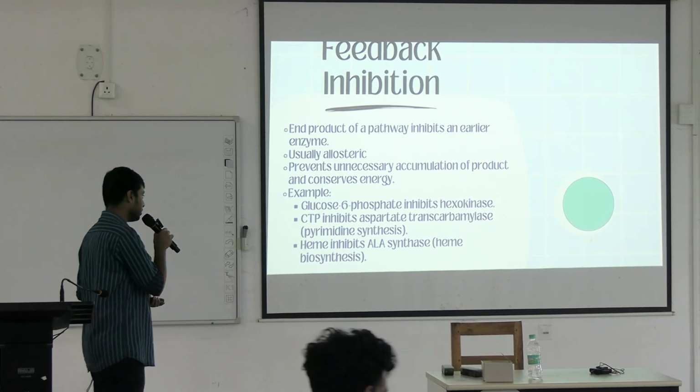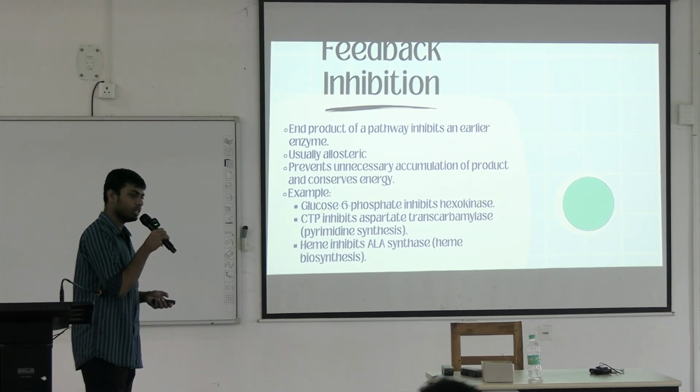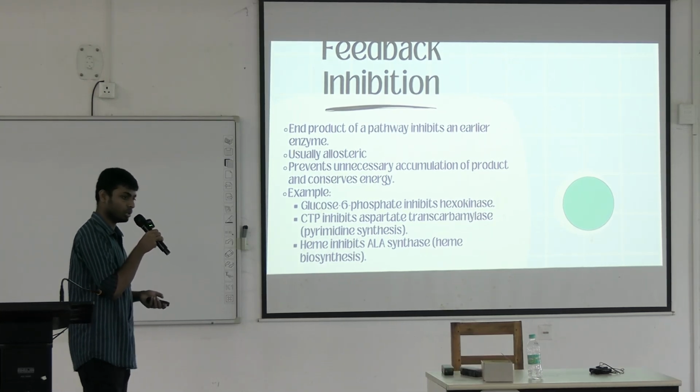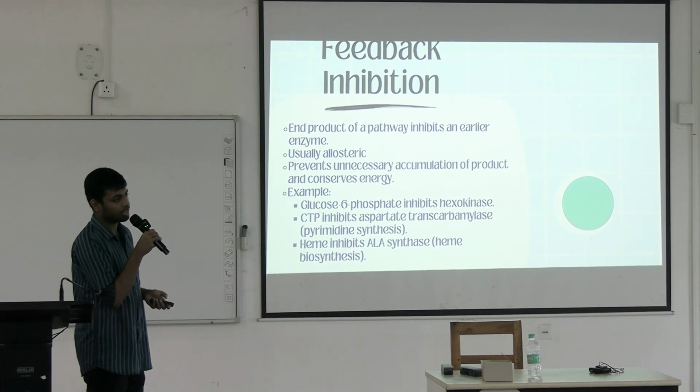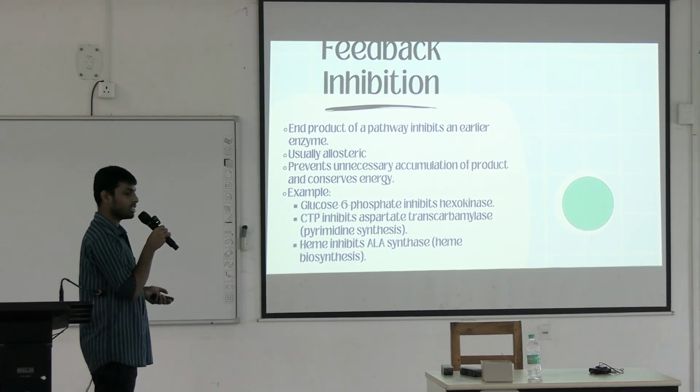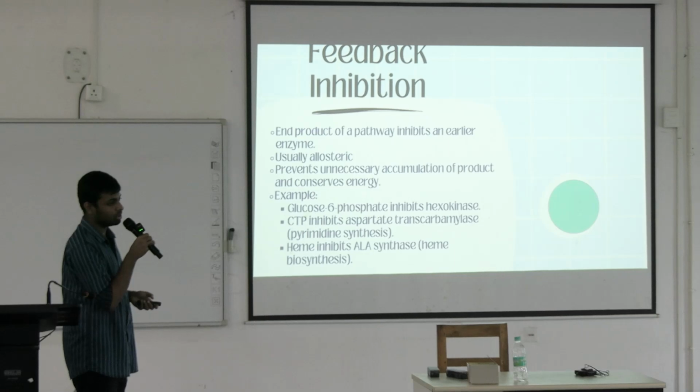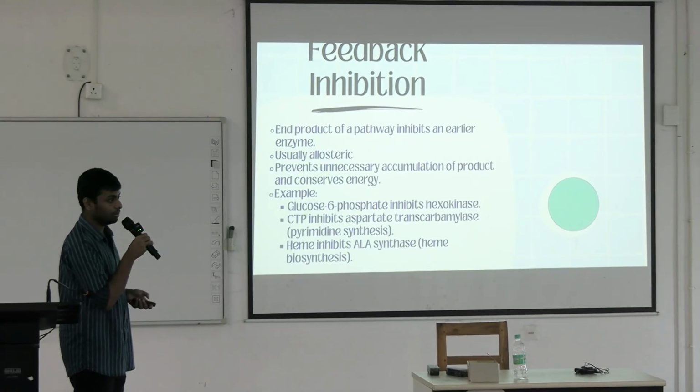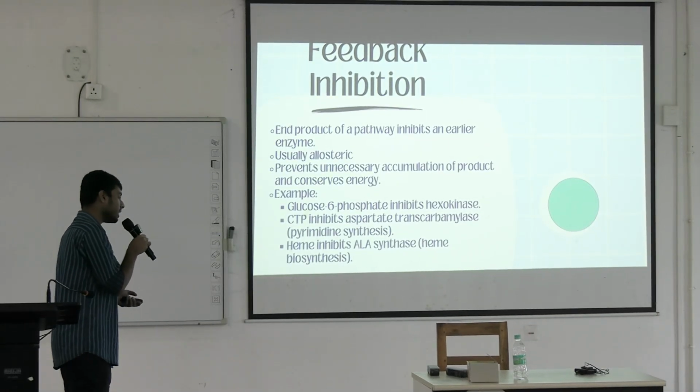Now we look at some of the examples. We can say glucose 6-phosphate, which inhibits the action of hexokinase. The CTP inhibits the actions of aspartate transcarbamylase, and heme, which inhibits the action of ALA synthase in heme biosynthesis.